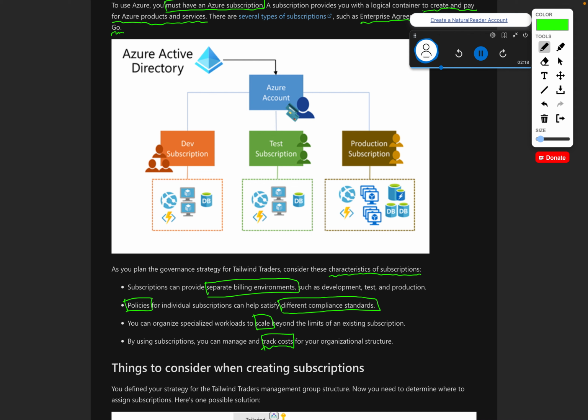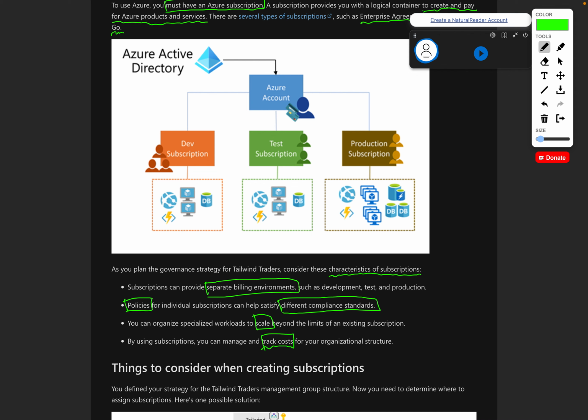So four characteristics of subscriptions are mentioned here, such as having the billing environment separated for different environments, for development, for test, for production. Then having the possibility to apply policies in order to satisfy different compliance standards. Which essentially tries to say if you have multiple subscriptions, then you can apply various policies to each of them if you need to stay compliant with different standards, such as European standards, American standards.